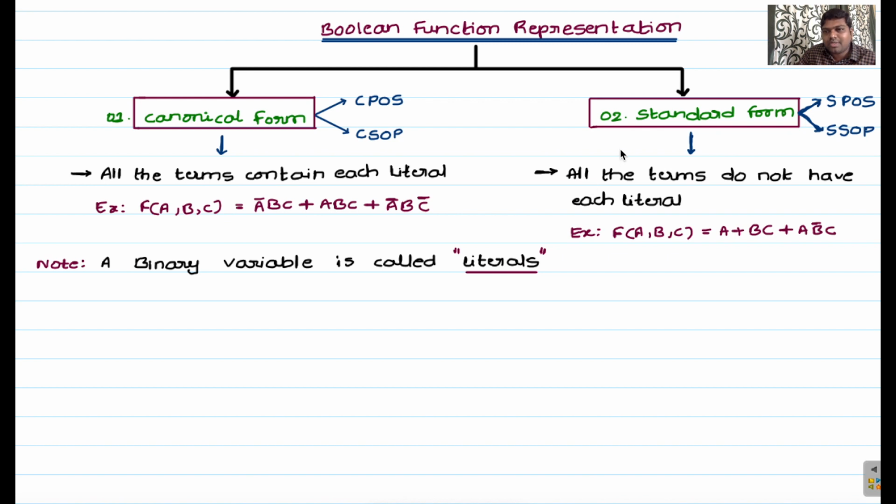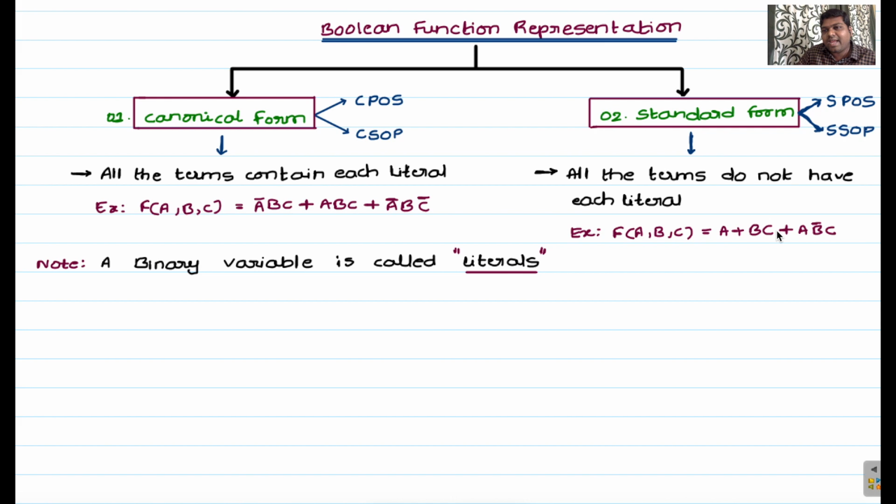Next, when it comes to the standard form, all the terms do not have each literal. For example, if I take one Boolean function which has three product terms, but each and every product term does not have each and every literal, right? So here you observe the example A plus BC plus A B bar C. If you observe the three product terms, the first product term does not contain two variables, right? We have a total three-variable function. Those variables are A, B, C. But in the first term, we have only A. We do not have B and C variables, right?